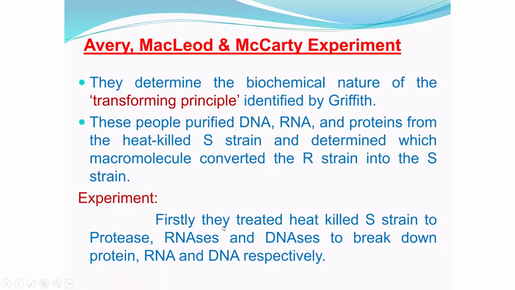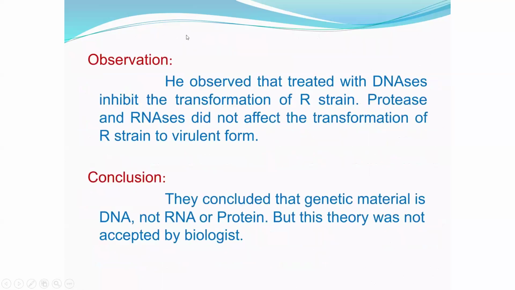So here, first, they treated the heat-killed S strain with protease, RNase, and DNase to break down the proteins, RNA, and DNA respectively. First they purified and separated the DNA, RNA and proteins. For the breakdown of DNA they used DNase, for the breakdown of RNA, RNase, and for the proteins they used protease.